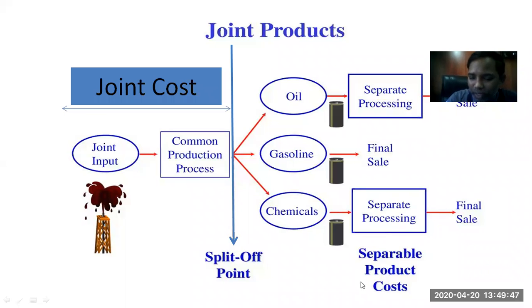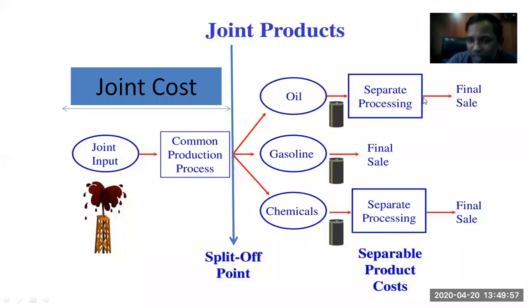Here you are able to find it out: separable product cost, separate processing. So these are separate processing. Any cost incurred on this will be termed as a separable cost. Any cost incurred to produce chemicals after the split off point is known as the separable cost of chemicals.